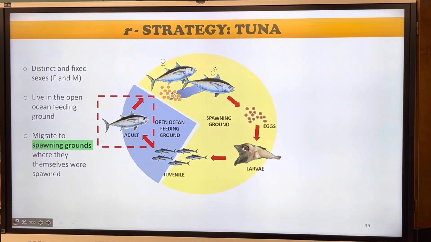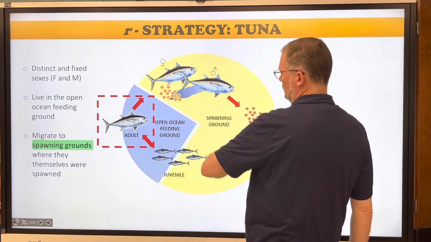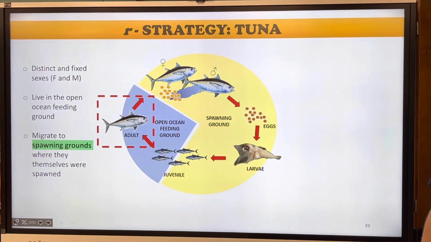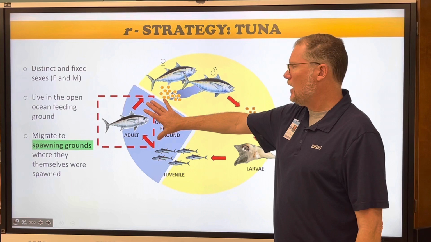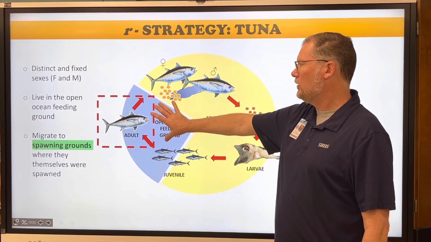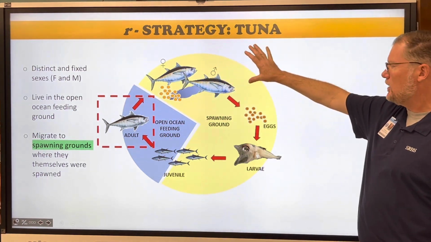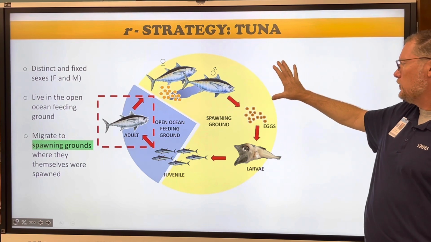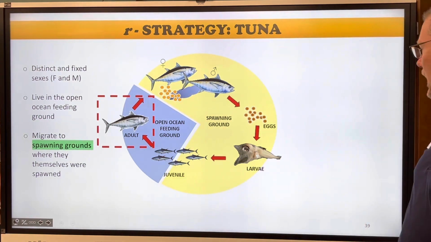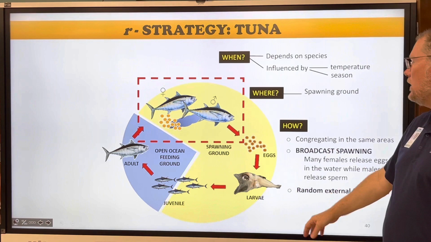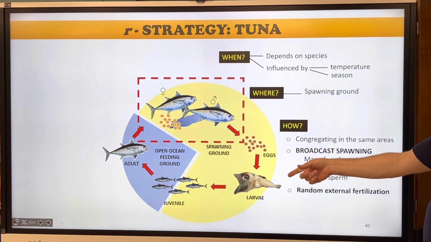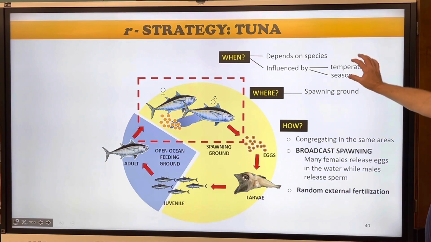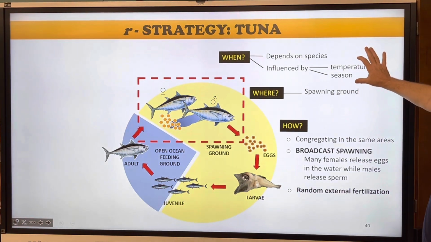So we're going to go through these different stages, just like we did last time with the shrimp. But so we've got distinct and fixed male and female. They live in the open ocean. They migrate to the spawning grounds where they spawn. The eggs get fertilized. The larvae hatch and they become juveniles and the cycle starts all over again, okay? It's influenced by the temperature and the season.